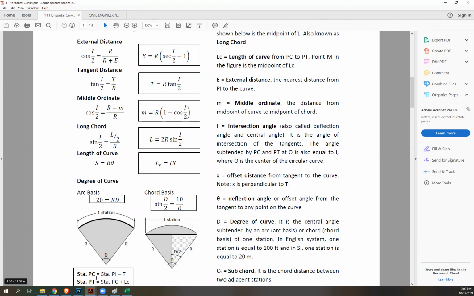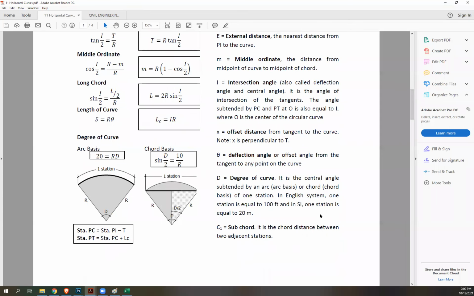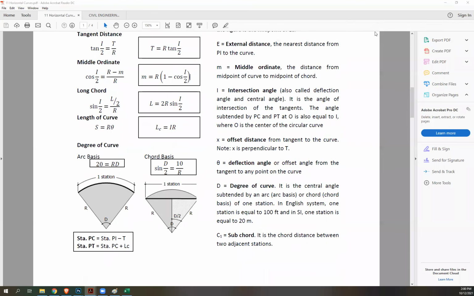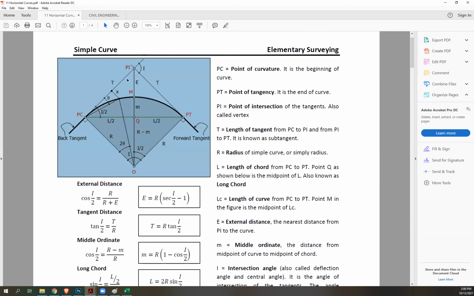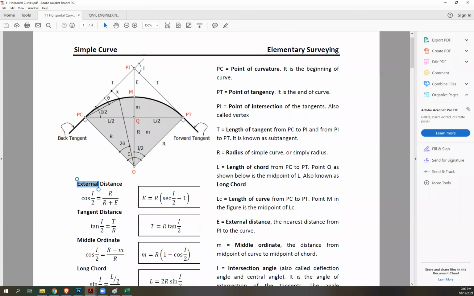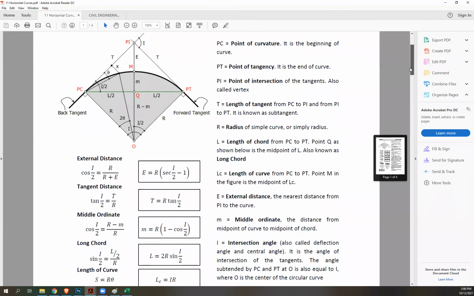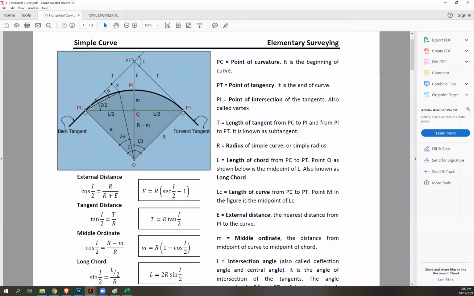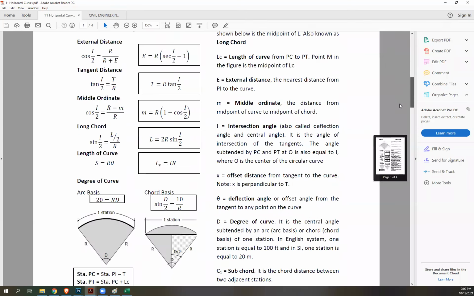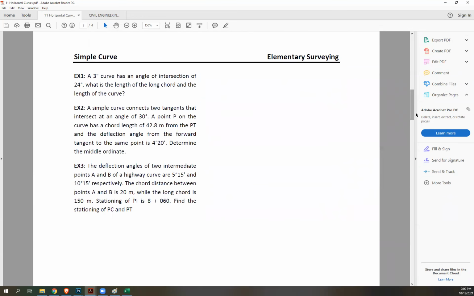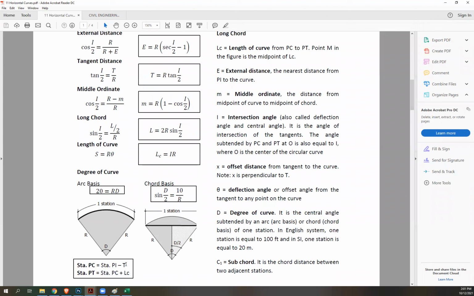Then finally, station PC is just station PI minus T. So if you're given the station for the point of intersection, just solve for tangent length, subtract it, and you'll get station PC. And then to get PT, it's PC plus the length of your curve. So plus this length. Okay, so it's PC plus LC. So PC, you're going to start with PI minus tangent length. PT, the end of your curve, is from the start of the curve, your PC, plus the length of the curve, LC.